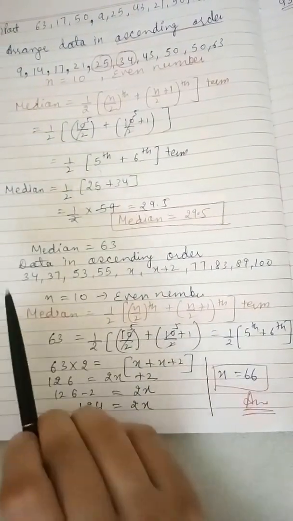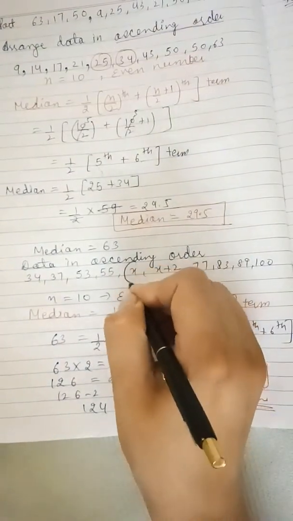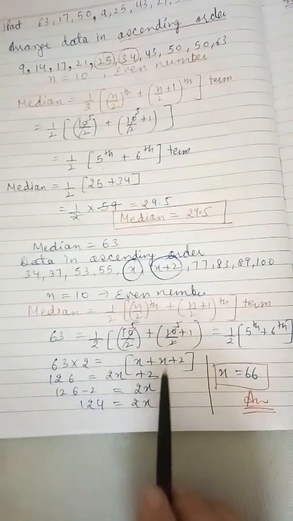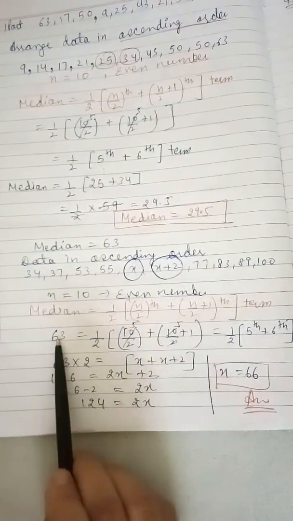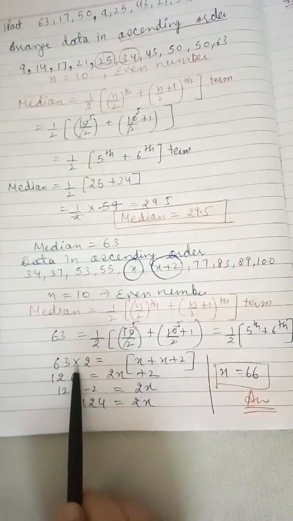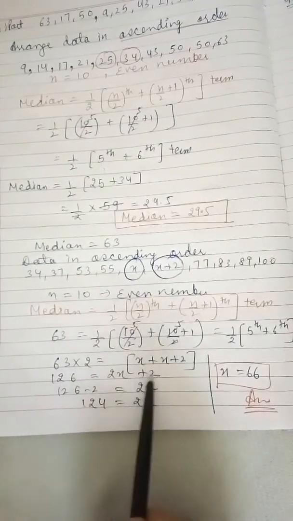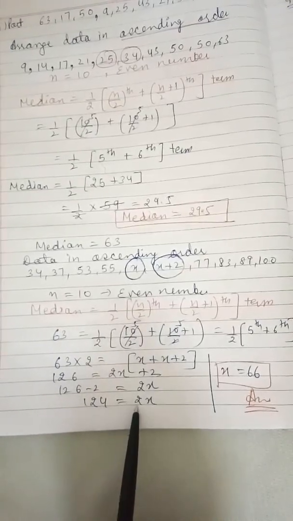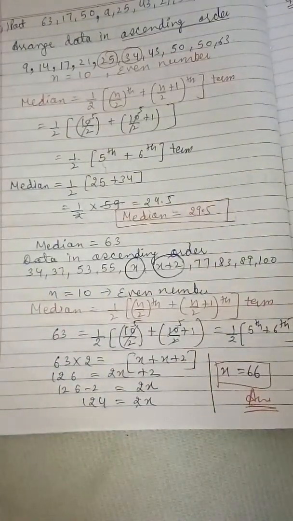Now in the data we will see which is the 5th term. 1, 2, 3, 4, 5. So the 5th term is x and the 6th term is x plus 2. So we will add x plus 2, and this 2 you will shift towards the left side. So 63 into 2, and here you add, it is 2x plus 2. So shift 2 towards the other side. So it is 124 equal to 2x. So what is x? X will be 66.